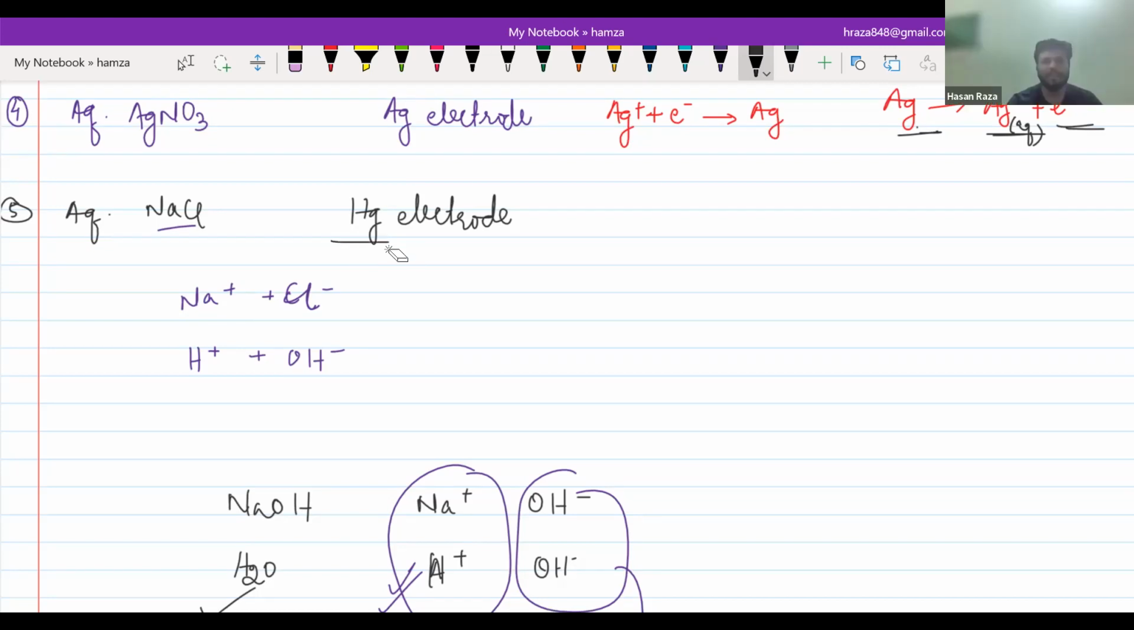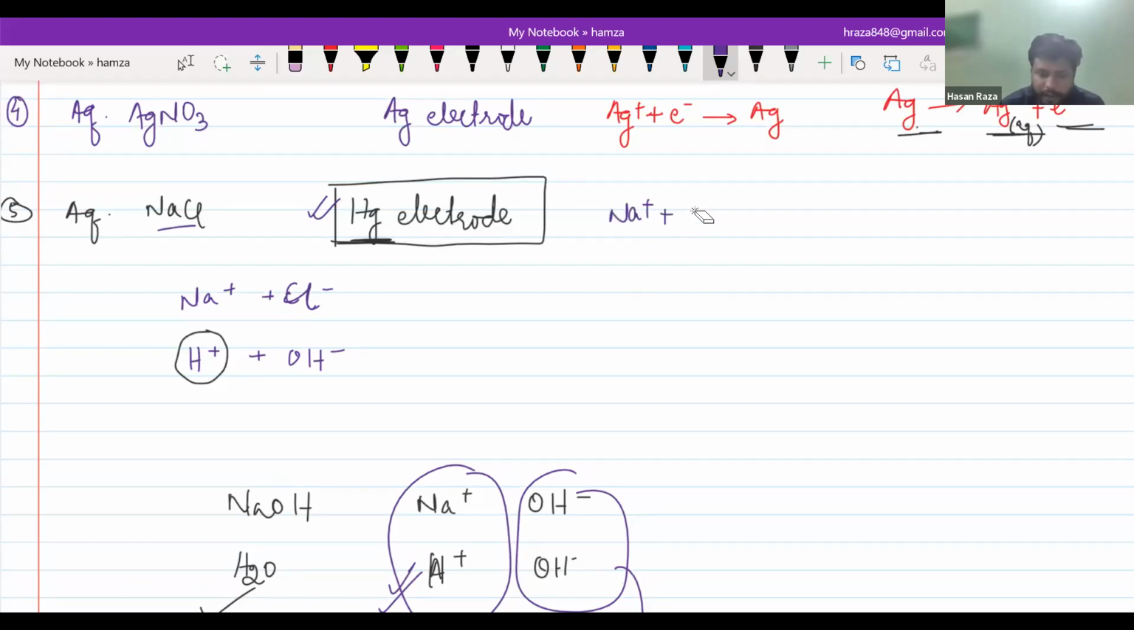Now see, up to this, since those were inactive electrodes, we were always taking H plus and reducing it. But here, when we talk about Hg electrode, which is an active electrode, sodium is highly soluble in mercury. That's why sodium will migrate towards the cathode. It will gain one electron and form Na. And since the electrode is made up of Hg, it will form sodium amalgam. This is called sodium amalgam.